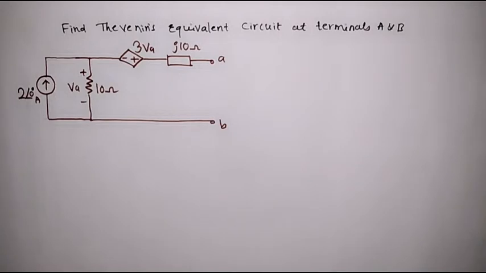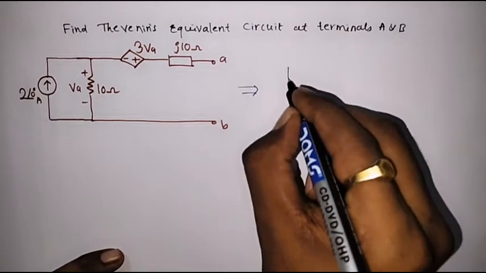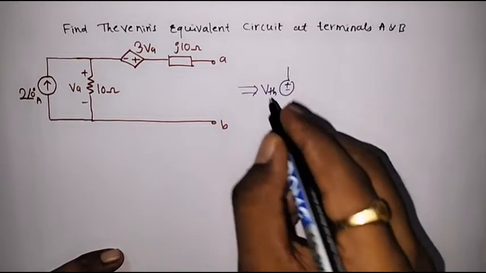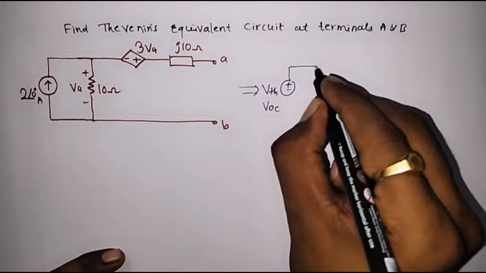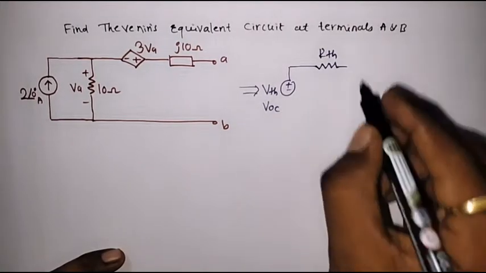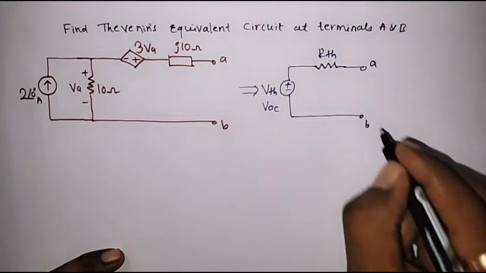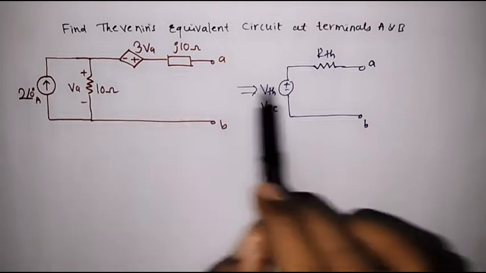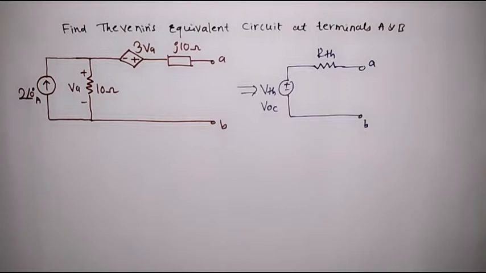We know that Thevenin's equivalent circuit consists of a Thevenin's voltage, known as VTH, or also known as open circuit voltage VOC, in series with a Thevenin's resistor known as RTH. This is A terminal, this is B terminal. So now we are supposed to convert this entire circuit into this form, that is VTH in series with RTH.